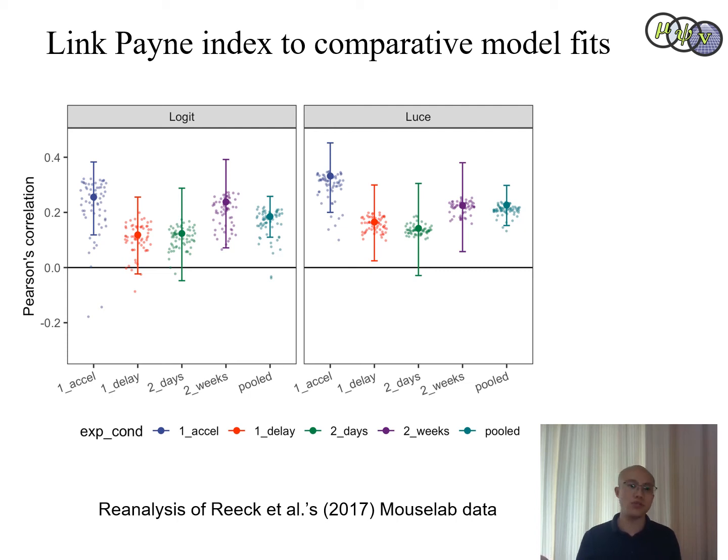And make a link to the model-based Payne index we identified from our Markov model of attention dynamics, and we can correlate the two. And we find that across conditions and in the pooled analysis, there's a significant correlation between the two. And the correlation coefficient is close to 0.2 or 0.3, depending on what error specification you use. We tried two error specifications. One is the logit, the other is a loose for the behavior choice model.